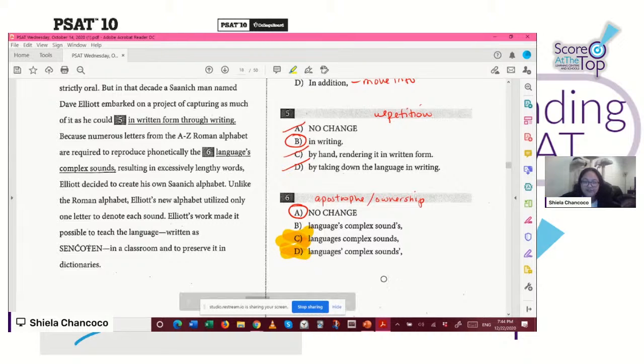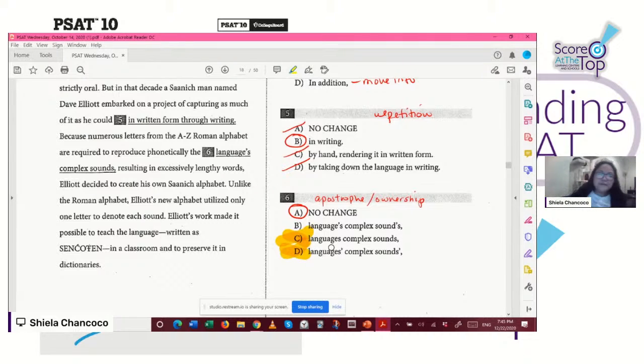Languages, apostrophe S. Okay. The difference between apostrophe S between A and D is, you see D has S apostrophe. S apostrophe means it's plural. That means there's multiple languages. How many languages are we talking about in the passage? It's only one, the Salish language, right? So it's either A or B.